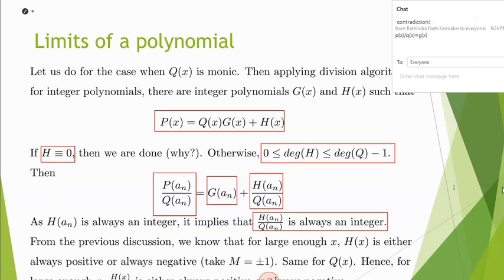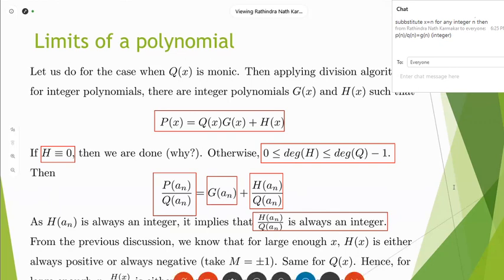And in this, if you substitute x equal to n for any integer n, then p of n by q of n equals g of n, which is an integer, because g has integer coefficients and you are substituting an integer. And that solves the problem, that for every integer n, p of n by q of n is an integer. So that is how we applied the limiting argument here.